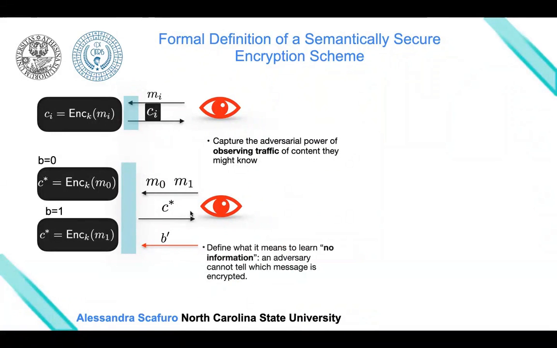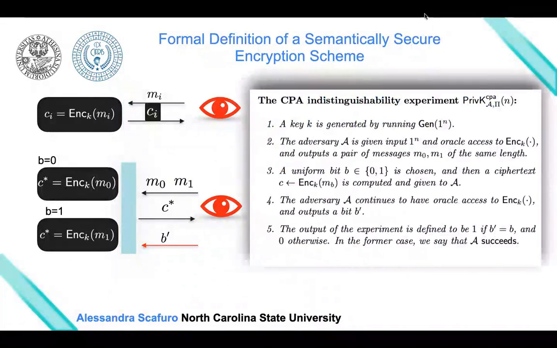Okay, so you can see that in this challenge phase, we are actually capturing this no information thing, right? So if the adversary cannot even tell which message is encrypted in C star, even though the adversary chose the messages M0 and M1, then this guarantees that the adversary is not learning anything about what's encrypted in C star. Okay, so this is a picture definition, a description of what more formally is described as the CPA secure security game, which you can find in the old books of cryptography.